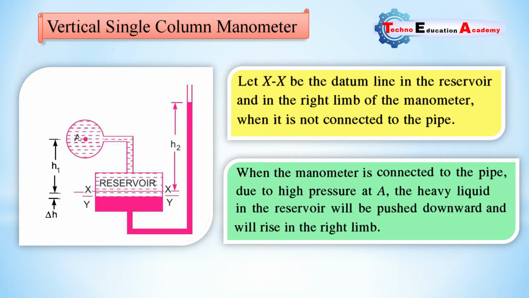Due to the high pressure in the pipeline, it will apply force on the high dense fluid and it falls down, and here you can see that the level of the high dense fluid in the right hand side column will increase. Here you can see that it is pushed downward and will rise in the right limb. This is the right limb and this is the reservoir. So the final position of the heavy fluid is represented by YY.